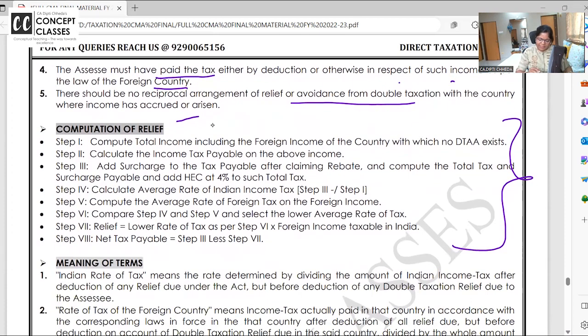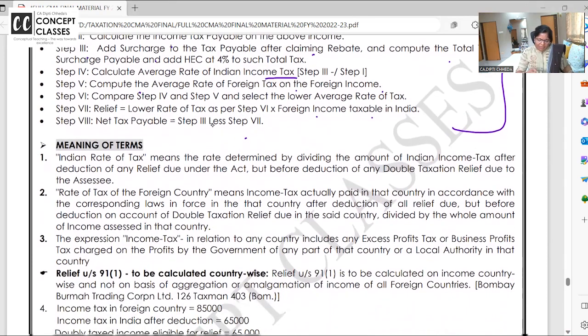Relief under 91. Compute the tax on income including foreign income, calculate the tax, add the surcharge and cess and rebate, calculate average rate of tax, 3 divided by 2 into 100, compute the average rate of the tax in foreign country. Whichever is lower, that much relief you will give. Did we do the same steps, dear students? Yes, pause and tell me, is it clear or not?